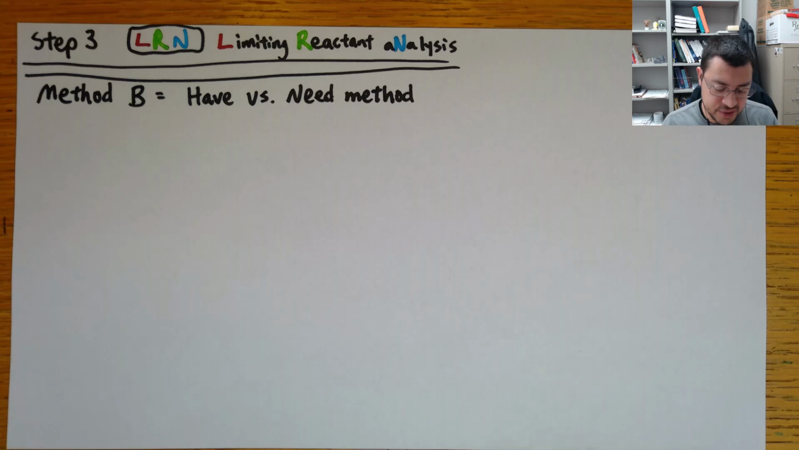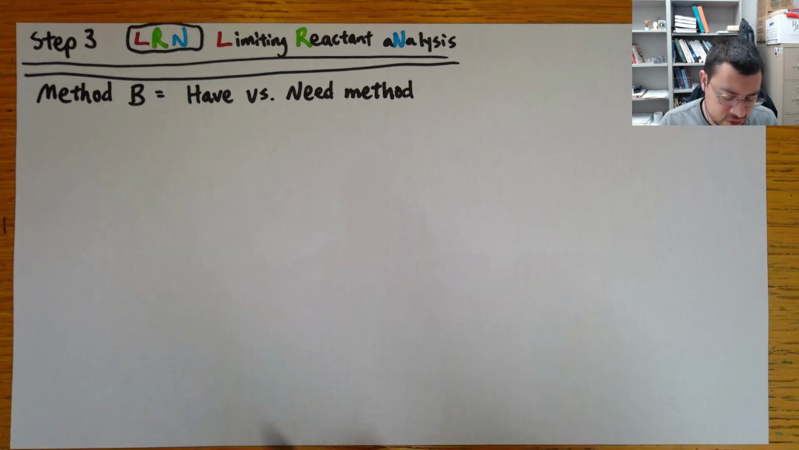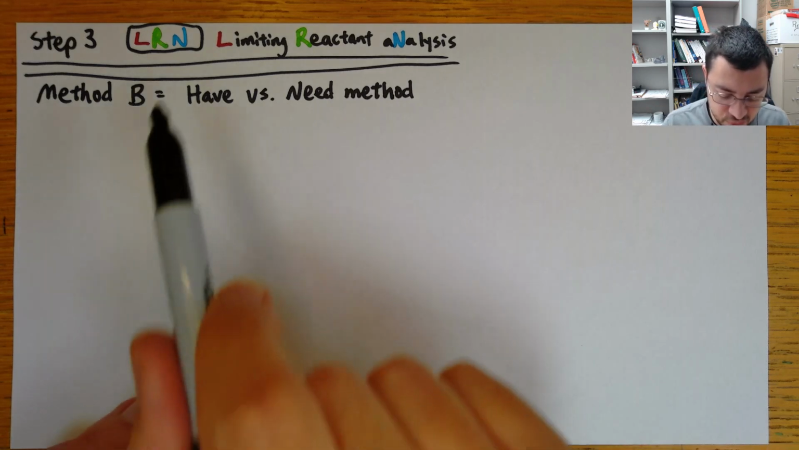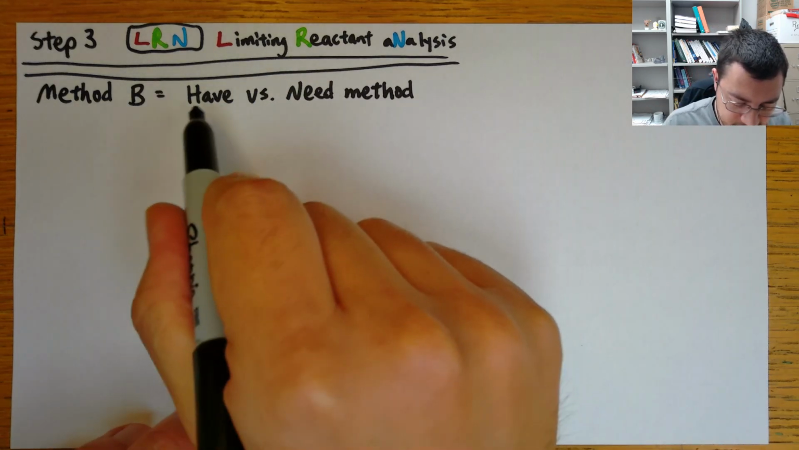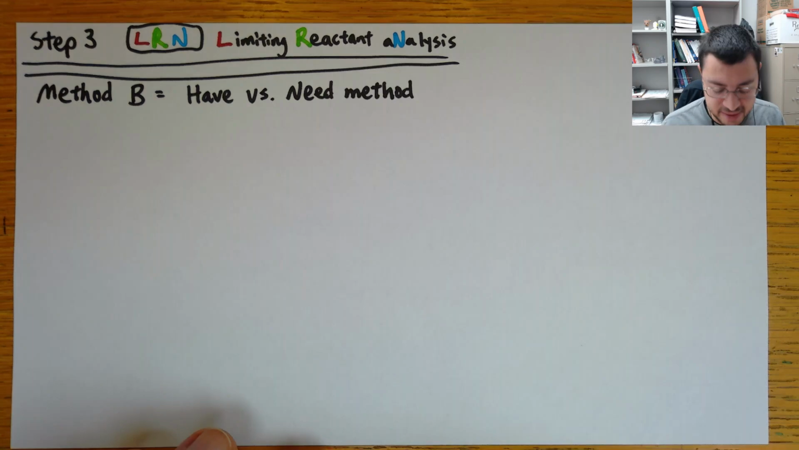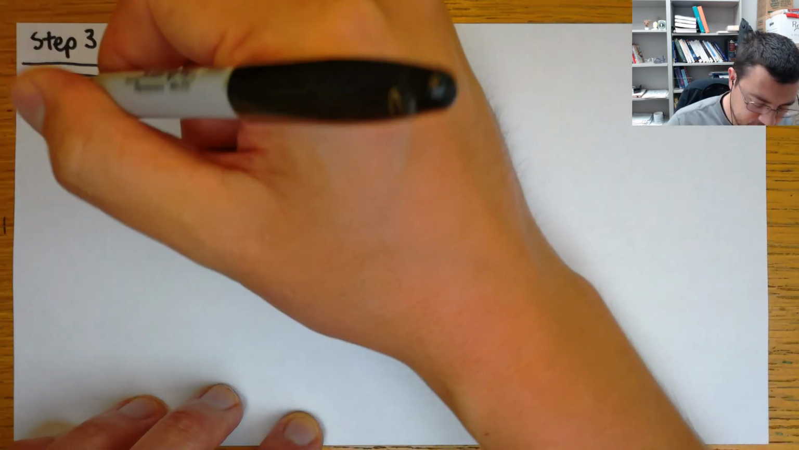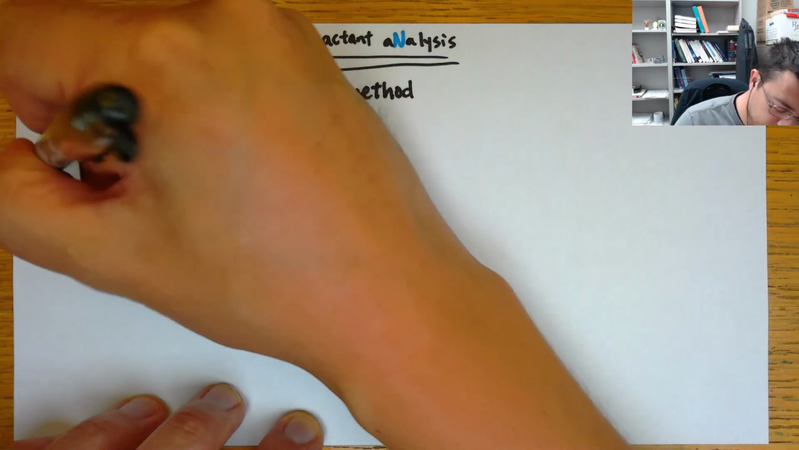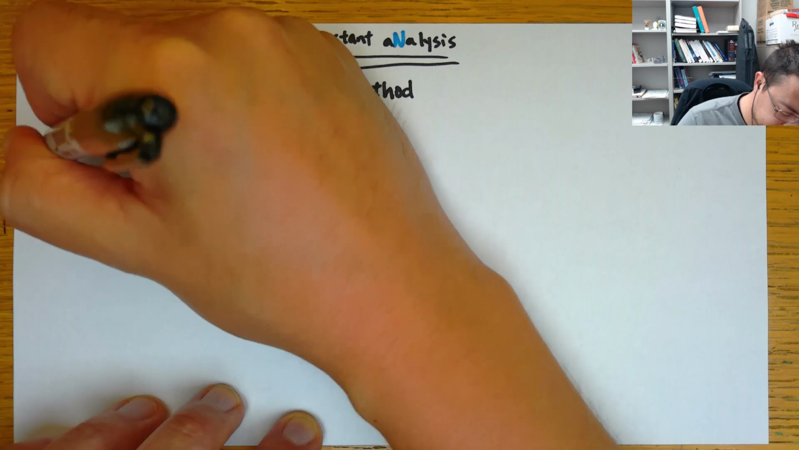All right. What's next? All right. Next step was to show an alternate method of determining your limiting reactant. This is going to be our have versus need method. So we're going to build a table of our reactants.